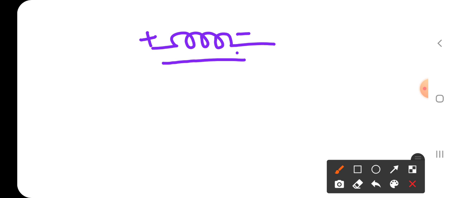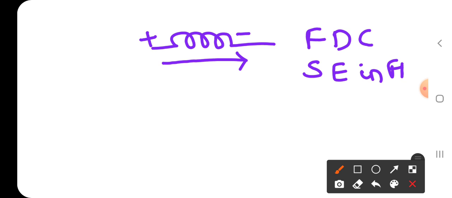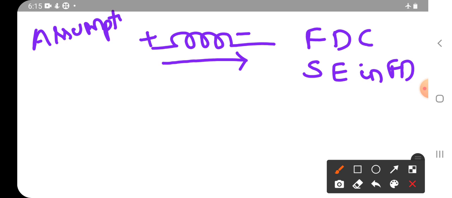If current flows in this direction, we take this as the forward direction current, and the inductor stores energy in the forward direction. Okay, and similarly, these are our assumptions before going to the operation of the circuit.